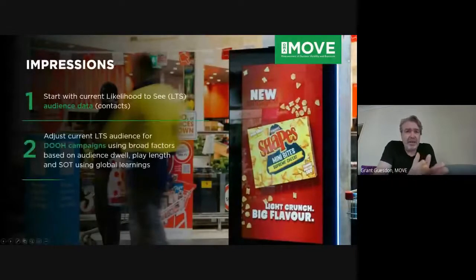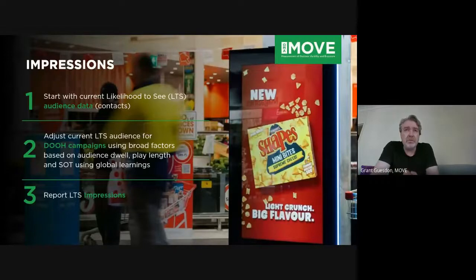How do we calculate the new impressions? Well, we're building a new audience with Move 2.0. For now, we've got the existing likelihood to see audience. So we've started with that audience data when building the impressions out for Move 1.5.